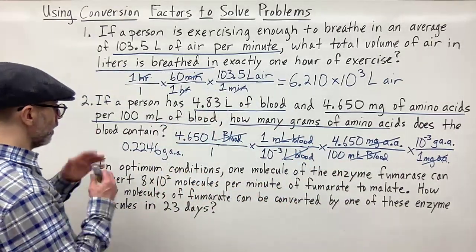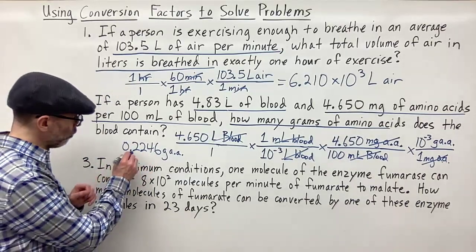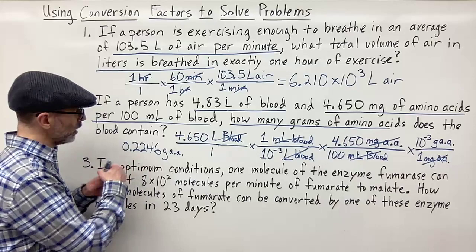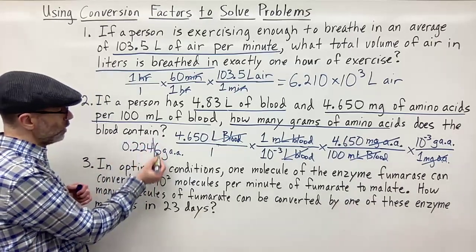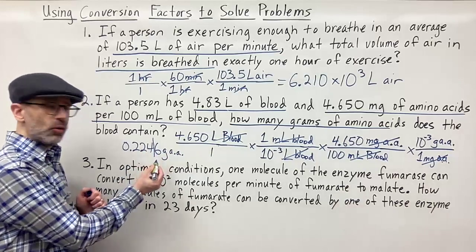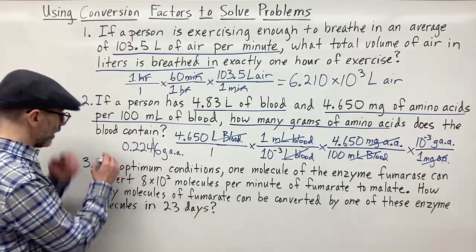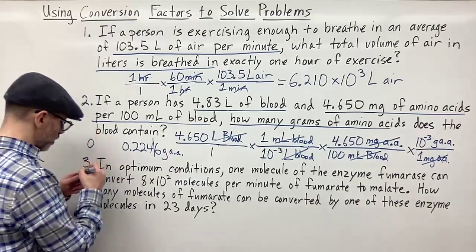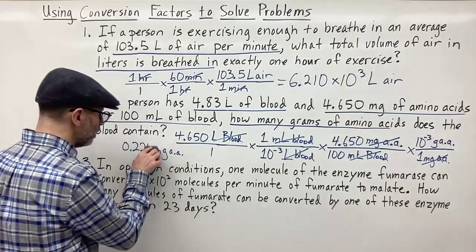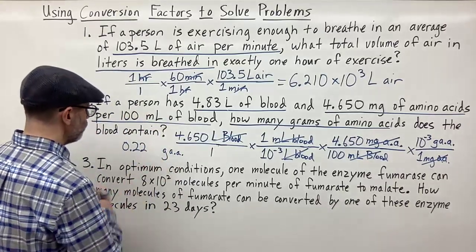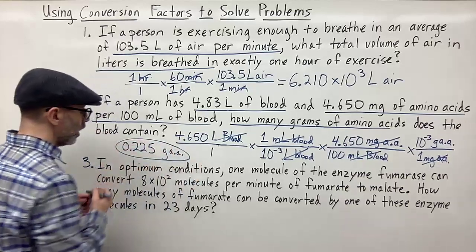Keeping in mind, here we have 4, so we've got 1, 2, 3. We're going to have to cut it off after the 4. Notice the next digit is a 6, so we're going to have to round the 4 to a 5. Then the final answer is going to be 0.225 grams of amino acids.